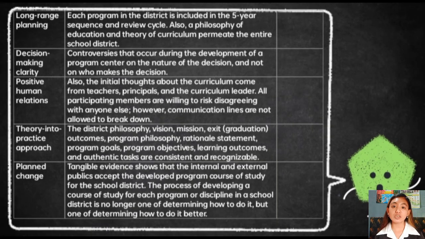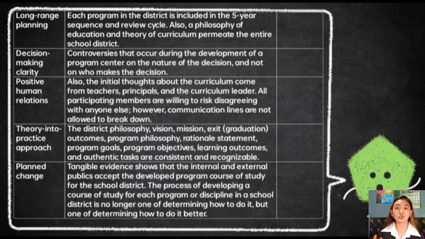The sixth is long range planning. Creating the curriculum needs a long time to develop. So the curriculum must be processed for 5 years and must have a review cycle for the development. So is the review development within the period of planning, implementation, and review of the curriculum indicated in the curriculum? So the seventh indicator is decision making clarity.